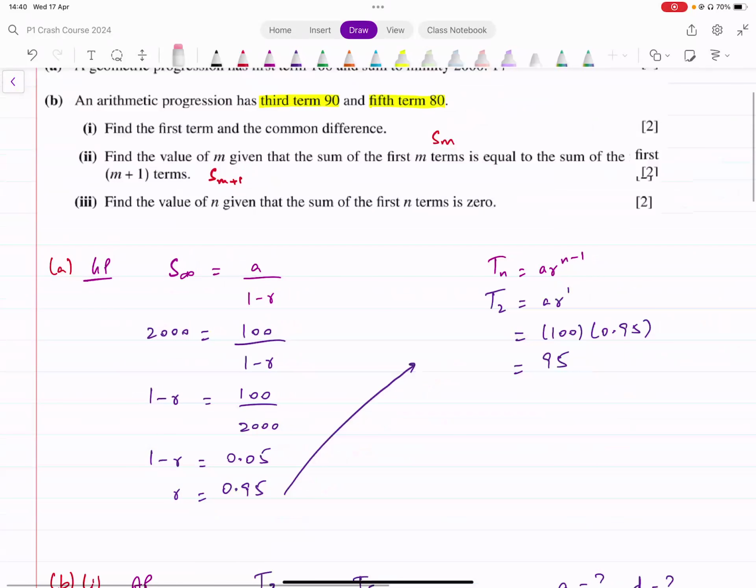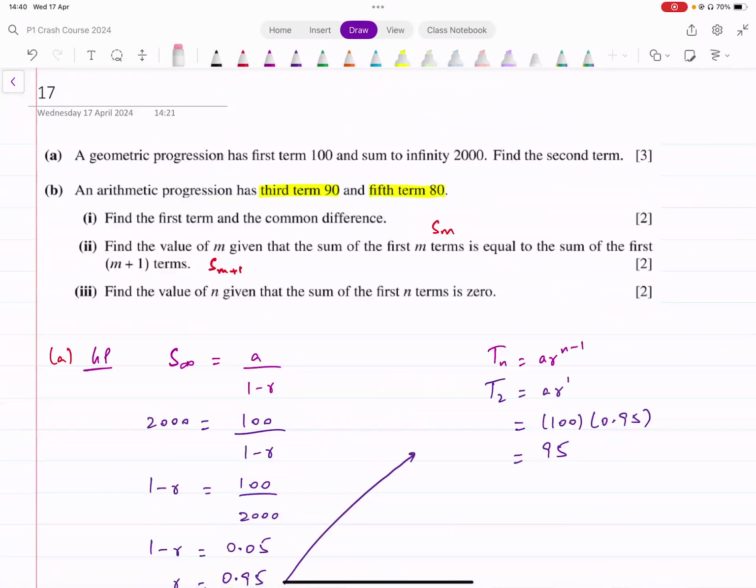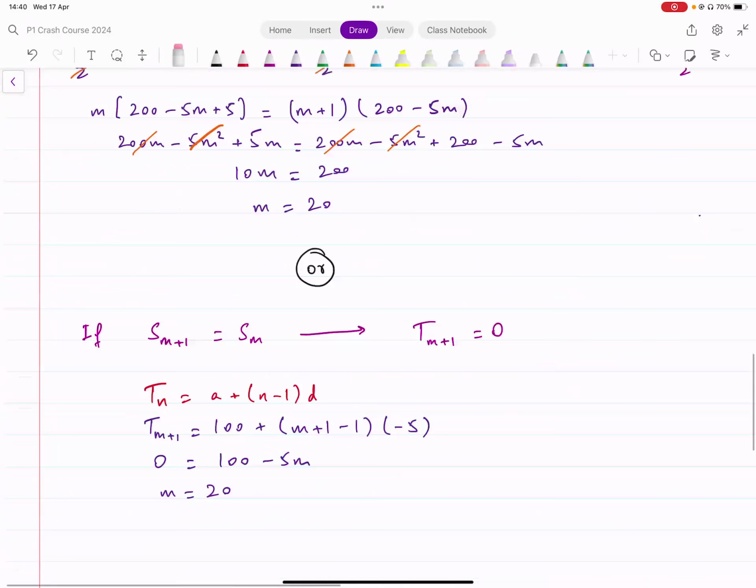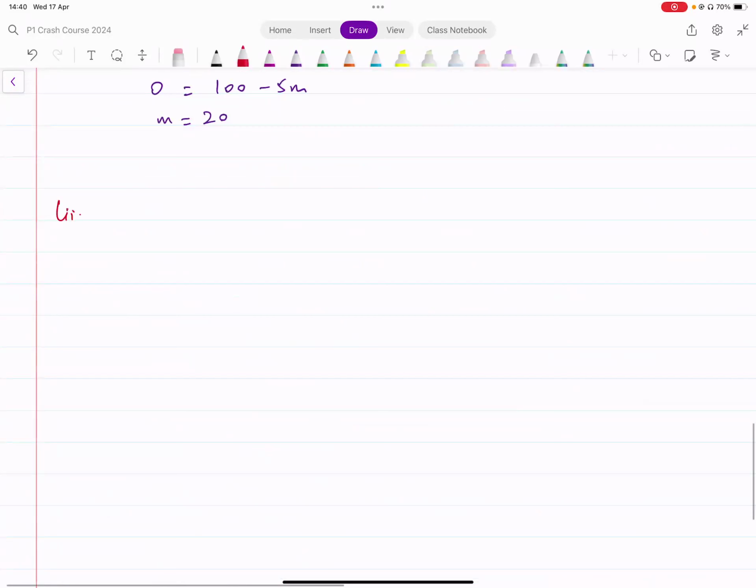That was part 2. Now it says, find the value of n, given that the sum of the first n terms is 0. So now they're saying Sn, sum of the first n terms, that means Sn is equal to 0. We have to find the value of n. Now, that's pretty straightforward again. Just input values in the formula, half n into 2 times a, that means 2 times 100, plus n minus 1 times the difference. The difference was minus 5.